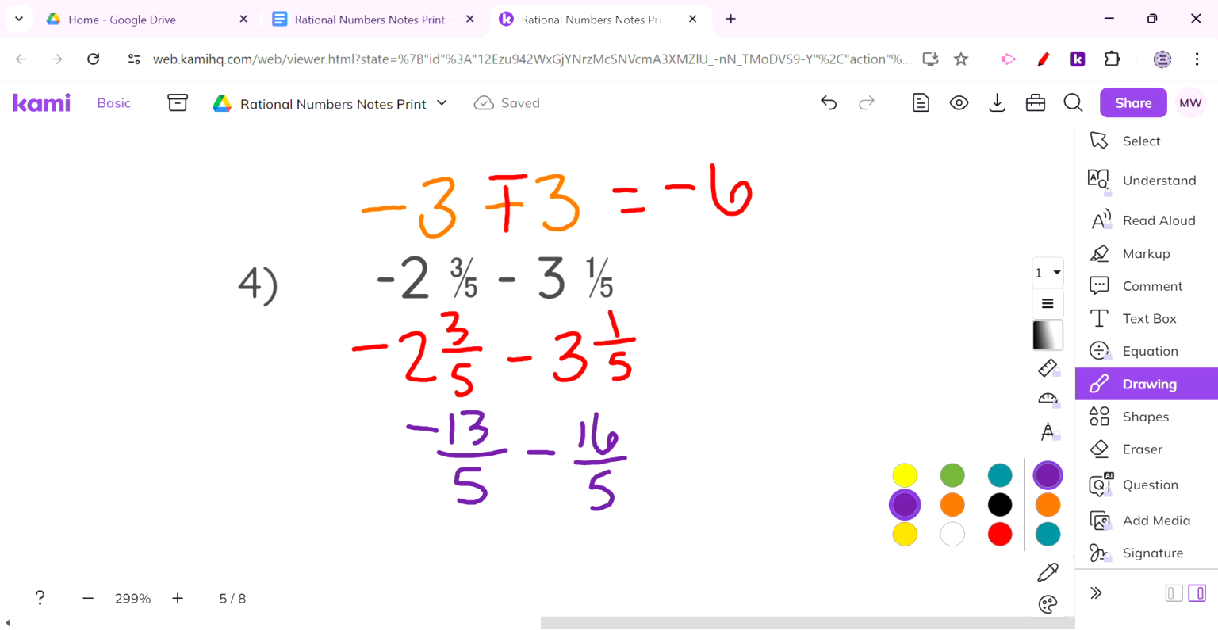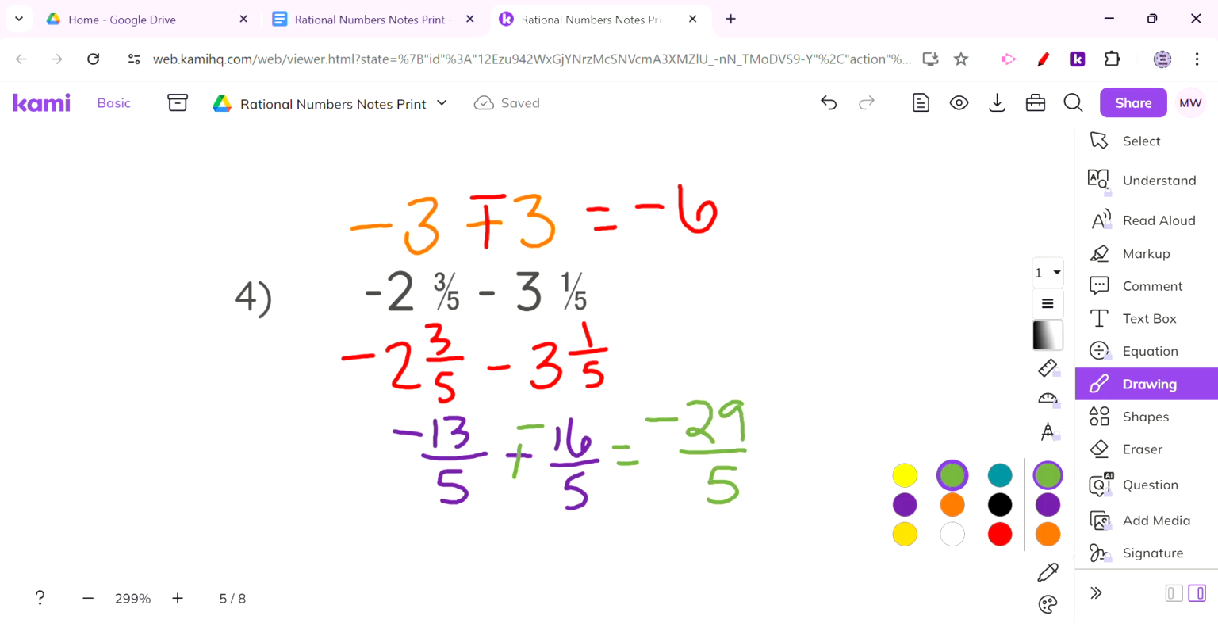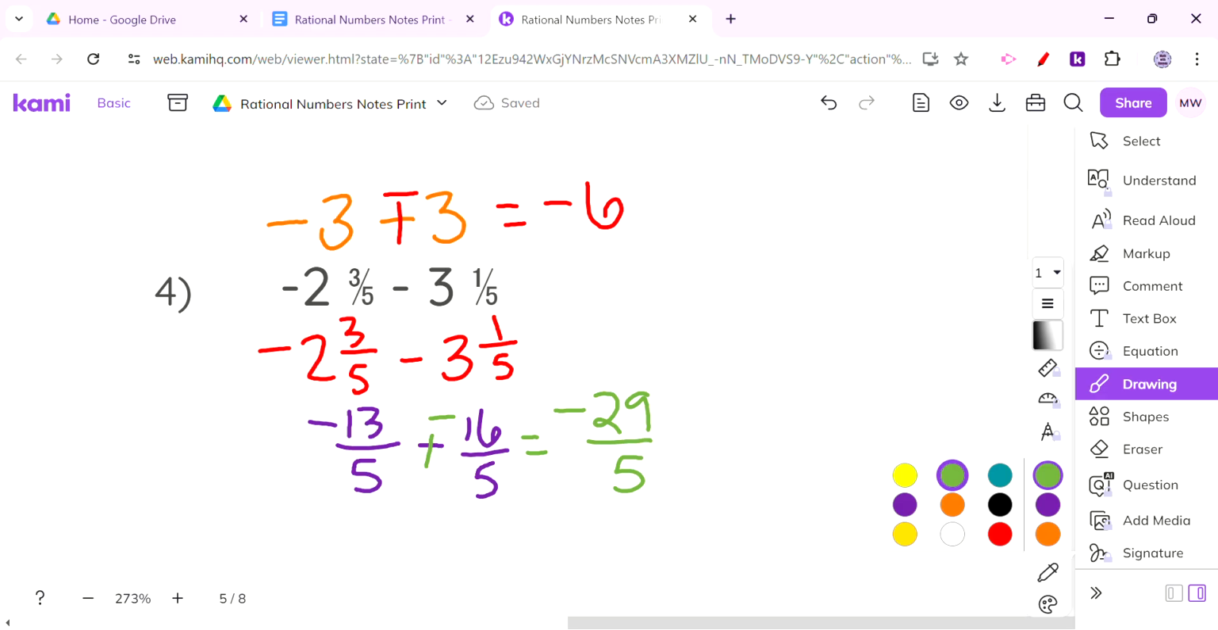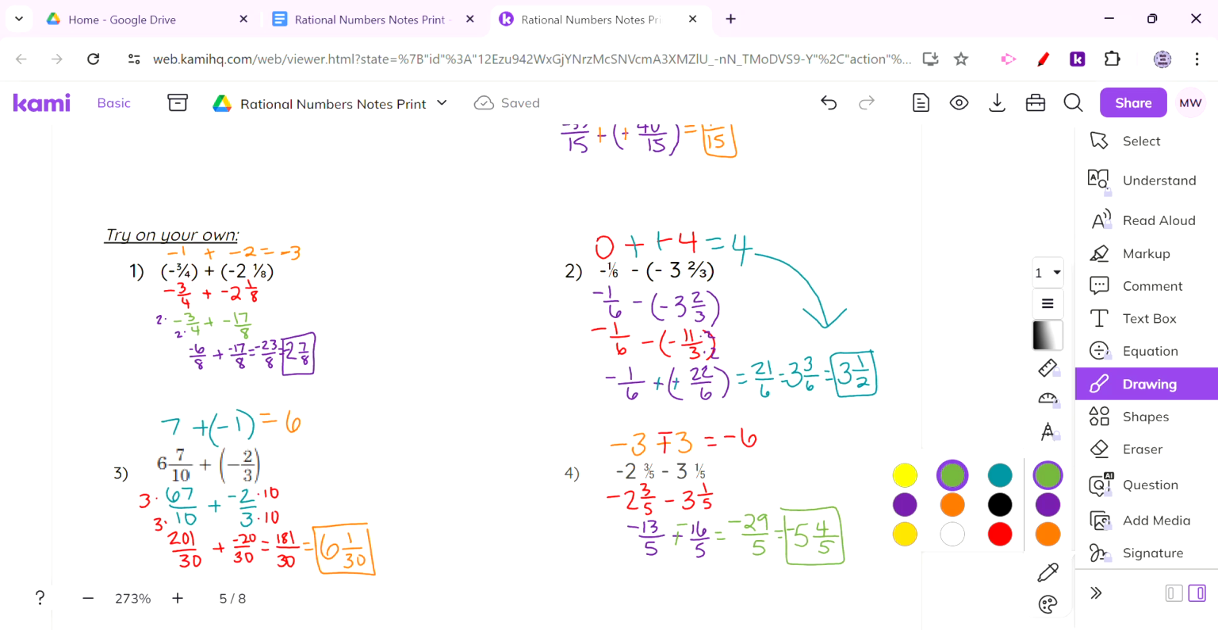These actually have common denominators, so lucky for us, we can skip that step and move on. So follow integer rules. We have negative 13 minus 16. We're going to keep, change, change, and we end up with negative 29/5. Okay, 5 goes into 29 5 whole times, right? Because 5 times 5 is 25. And then there would be 4 leftovers.